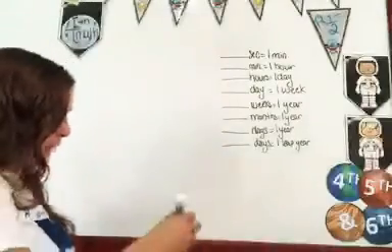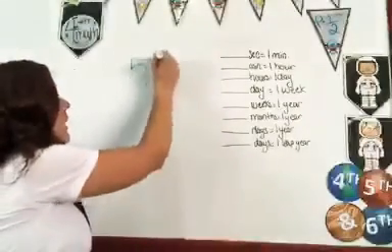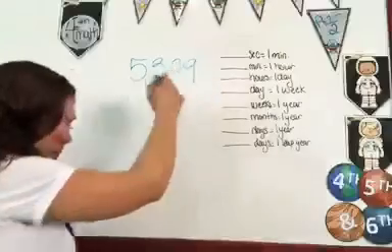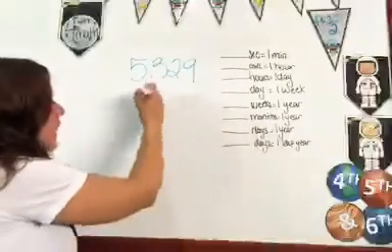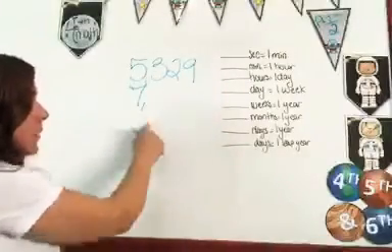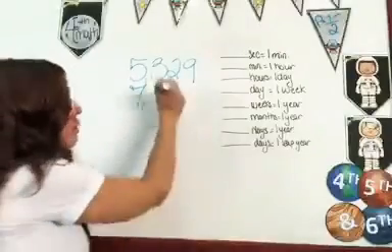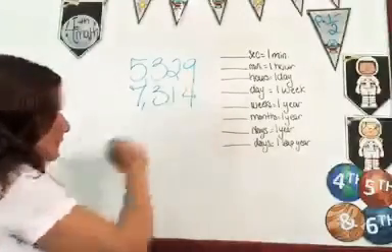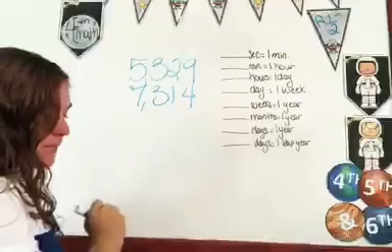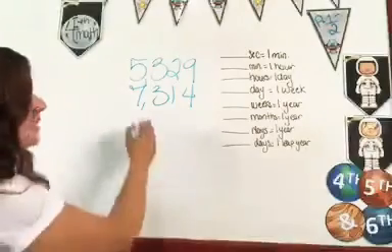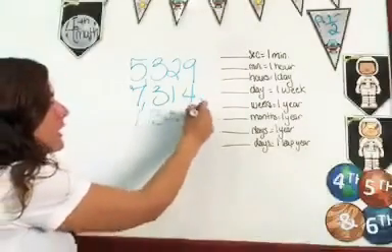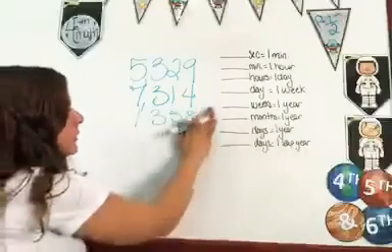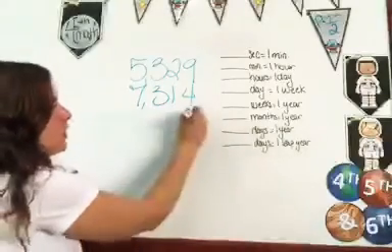Here we go. 5,329. 7,314, line it up with the commas. And then 13,589. You can't do this. 13,589. No. You start over here.